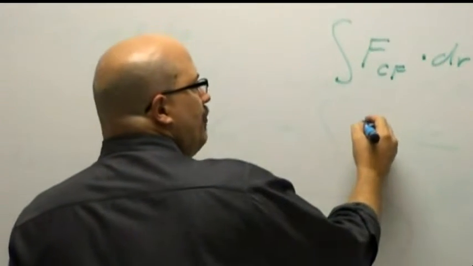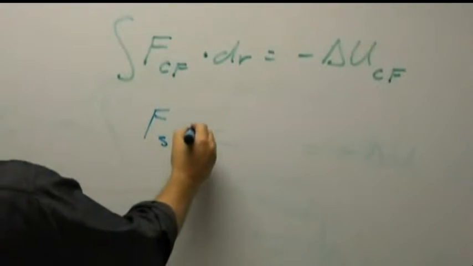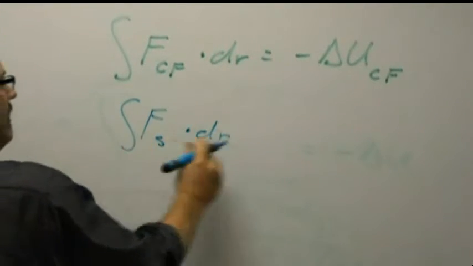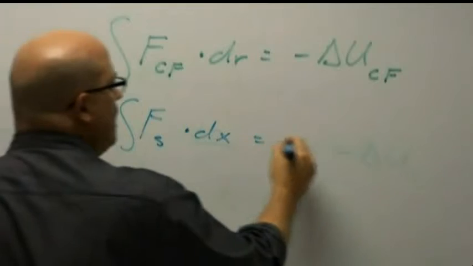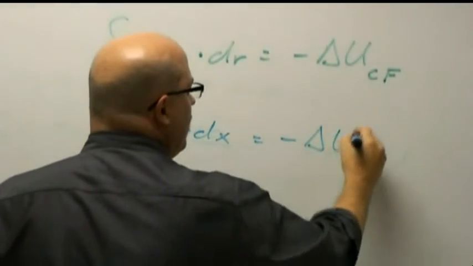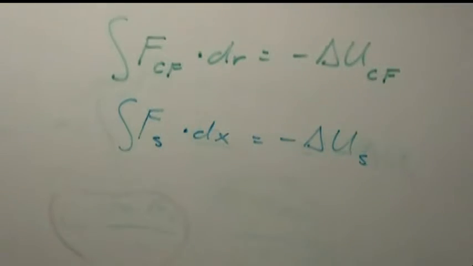Here, I'll just keep this same green equation up here. All right, so we're doing this for a spring. So this becomes spring force dot dr. Actually, let's do dx since it's a spring, equals negative delta potential energy for a spring. Okay?